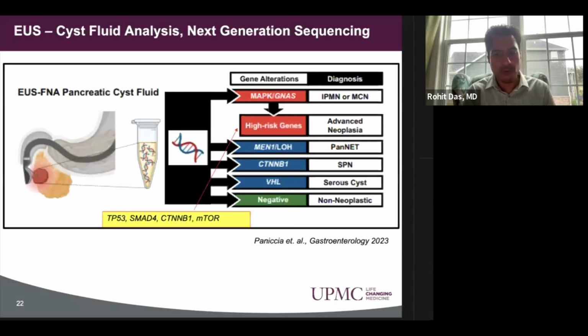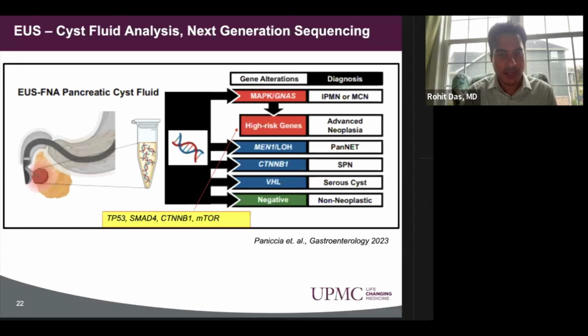So our group recently published a very large prospective multi-institutional study looking at the accuracy of a 22-gene next-generation sequencing panel that we've termed Pancreas-Seq. And this study prospectively looked at nearly 2,000 patients with pancreatic cysts who had surgical resections, and used that cohort to determine the accuracy of our NGS panel.